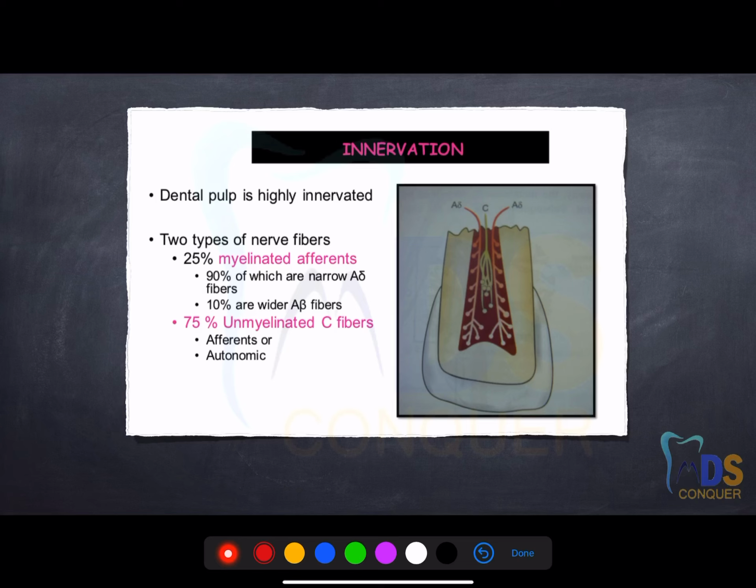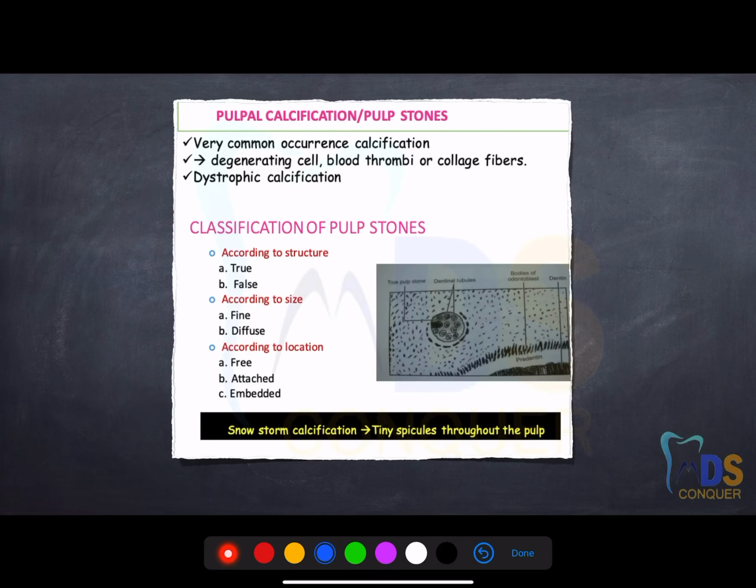Coming to the innervation, we have already discussed this. You have more unmyelinated C fibers present at the center. You can see C fibers at the center, that is the core fibers, and all the A fibers are present in the periphery. The periphery has A fibers and the central core has C fibers, and 75% are the unmyelinated, slow C fibers, whereas 25% are myelinated A delta fibers. In those A fibers, the major content is A delta, that is 90% is A delta, and in very few cases you can see A beta fibers.